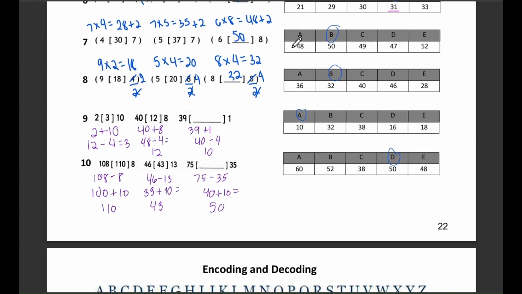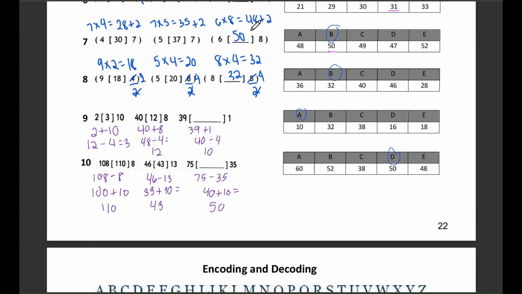Question 7. 4, 3, 7, then 5, 3, 7, and lastly 6, blank, 8. The options are A, 48, B, 50, C, 49, D, 47, and E, 52. The answer is B, 50. We're multiplying and adding in this one. 4 times 7 is 28, plus 2 is 30. So 6 times 8 is 48, plus 2 is 50.